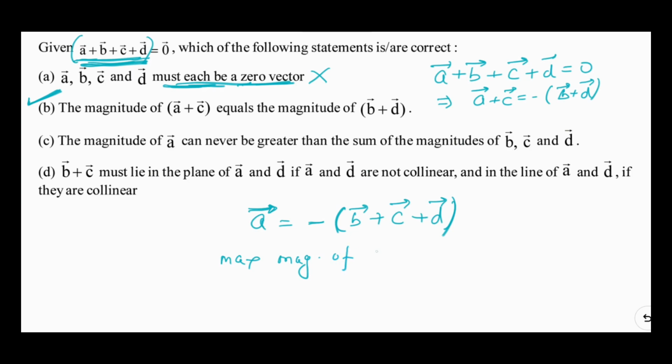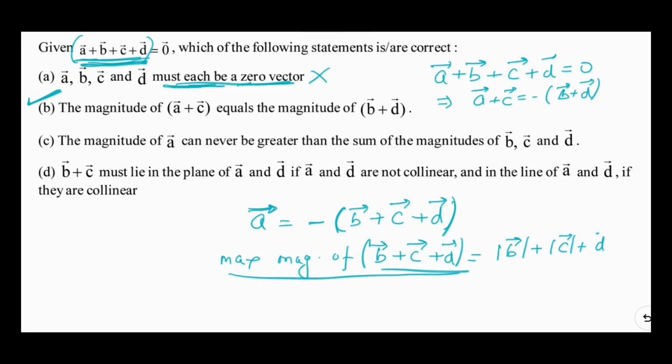The maximum magnitude of this quantity, which is b plus c plus d, can be the sum of the magnitudes of these vectors when they are collinear, when they are in the same line. So the maximum magnitude of b plus c plus d is mod of b plus mod of c plus mod of d. Of course, when they are collinear.